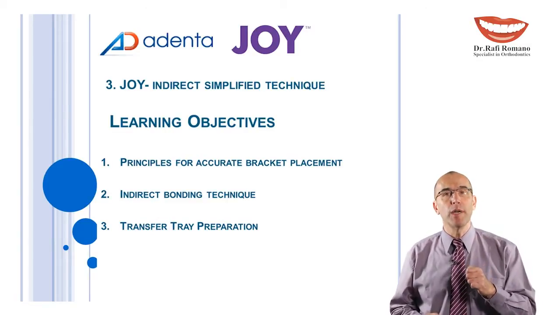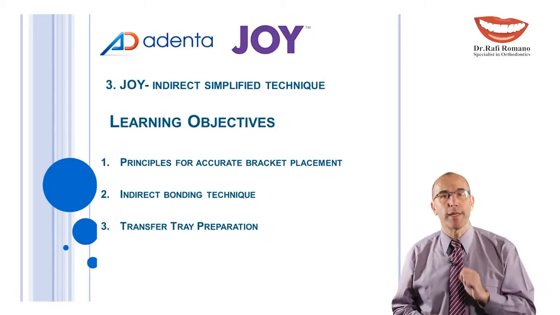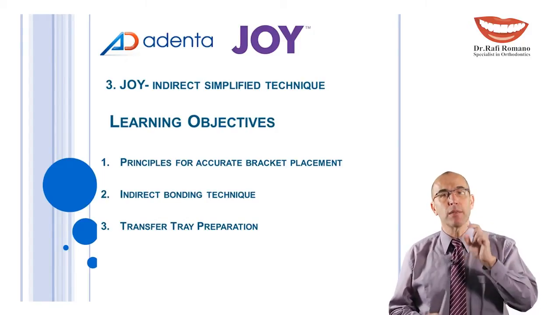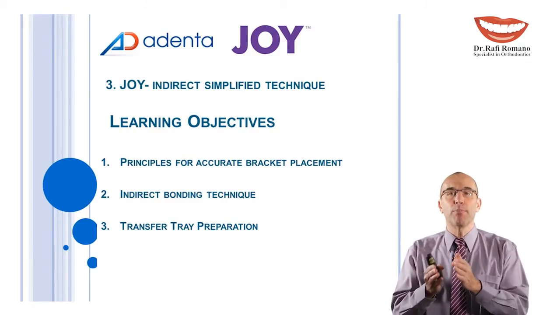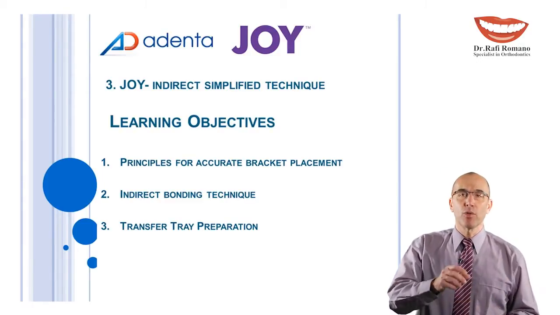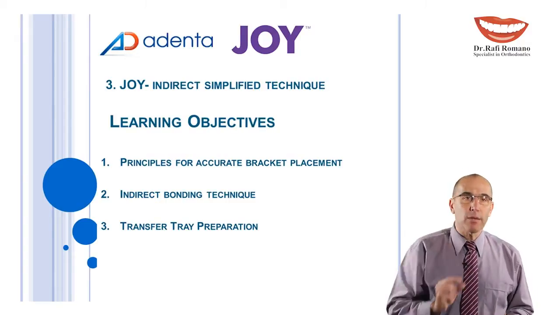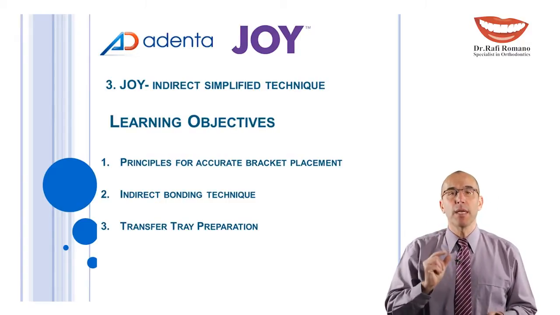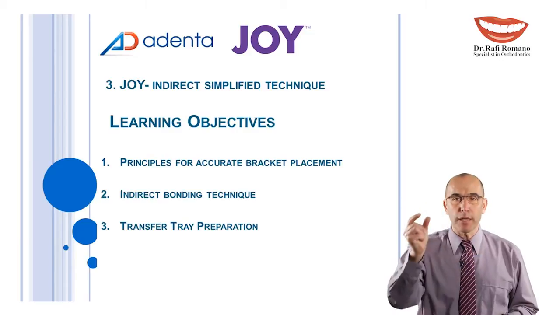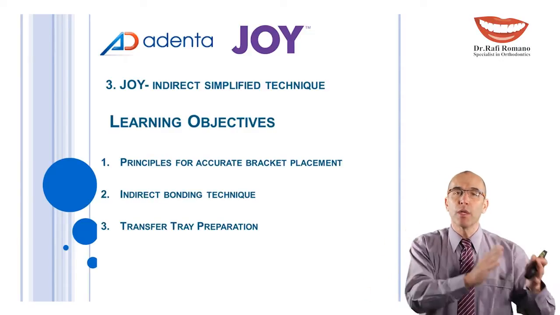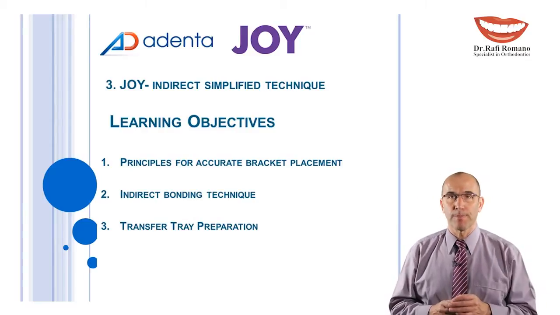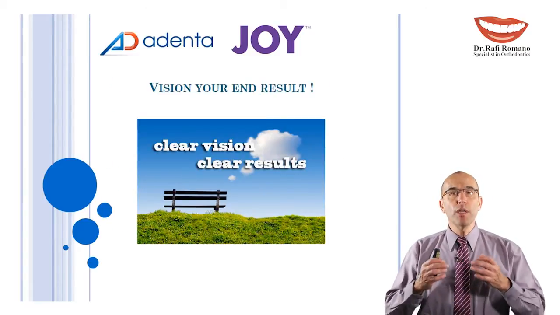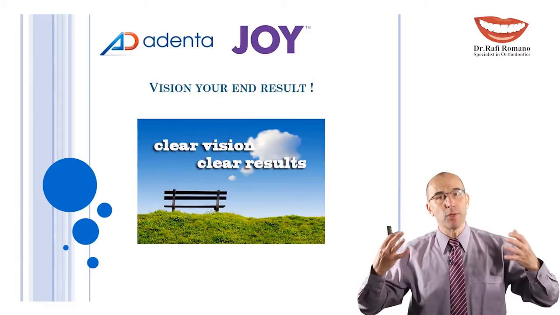First of all, we will learn how to accurately place a bracket on the tooth. Second, we will learn the indirect bonding technique, how to bond the bracket on the desired place, and then we will learn how to make the transfer tray in order to transfer it from the model into the mouth. We want to envision our end result.